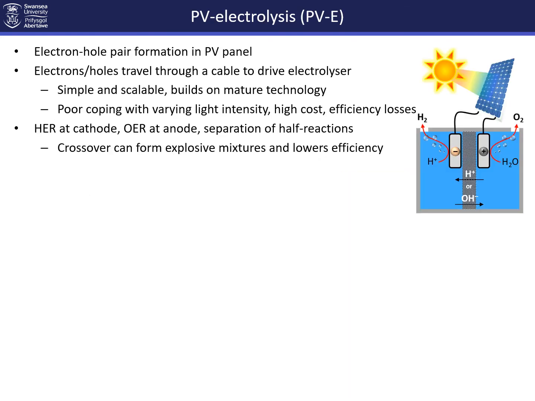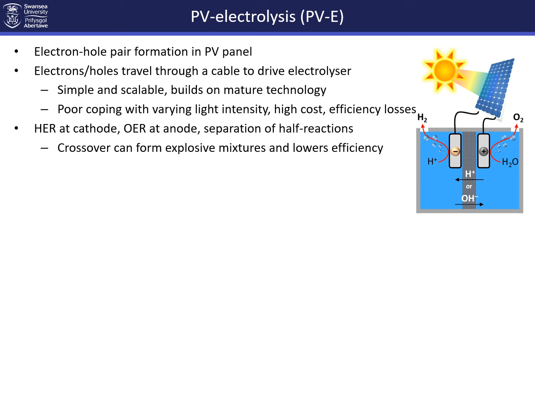Right, enough bio. Let's go to synthetic systems. They are a bit simpler. Let's start with PV electrolysis, which is the most simple and straightforward system. You hook up a PV panel with an electrolyzer. That's very easy to do.